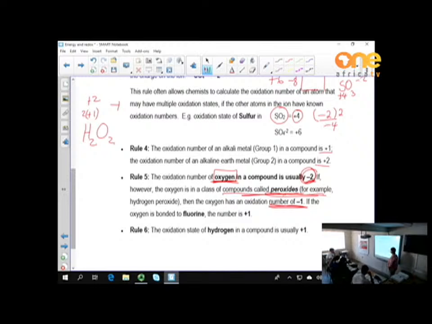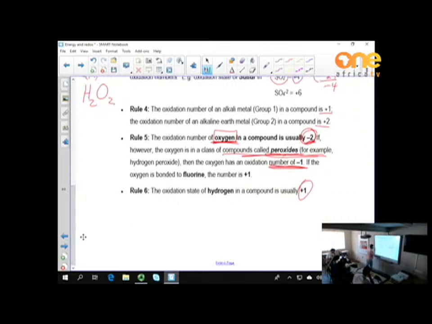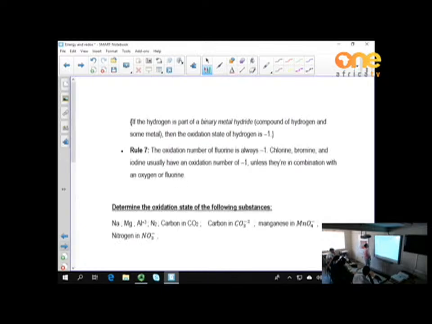Okay, rule 6, oxidation state of hydrogen in a compound. It's always +1. It falls under the group 1 elements. If the hydrogen is part of a binary metal hydride, we won't work with this. This is on a very advanced level. A compound of hydrogen and some metal, then the oxidation state of the hydrogen is -1. Our syllabus does not cover that. So you can just simply ignore that one.